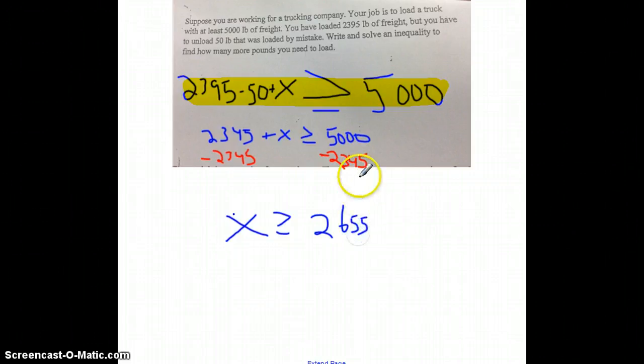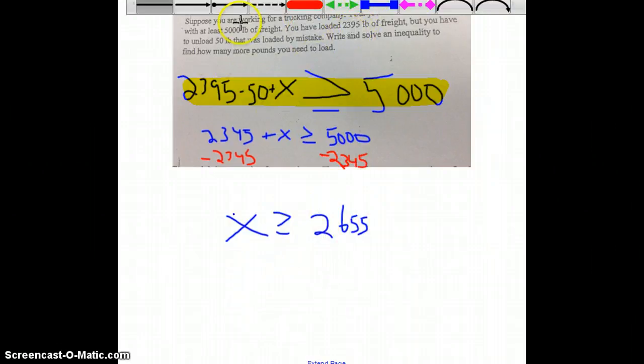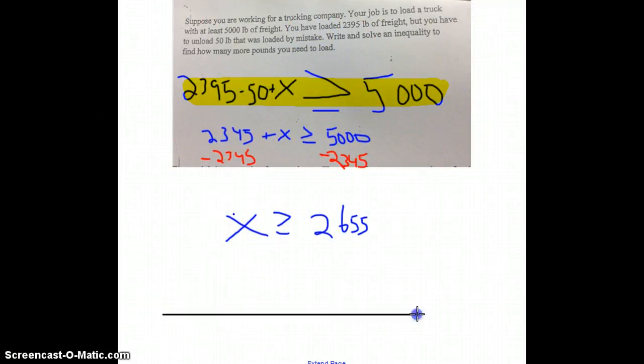55 and 45 will bring you up to 2,400, and so on. If we were to put this on a number line, it would look something like this, with my arrows on there. So we still have to load just over 2,600 pounds.